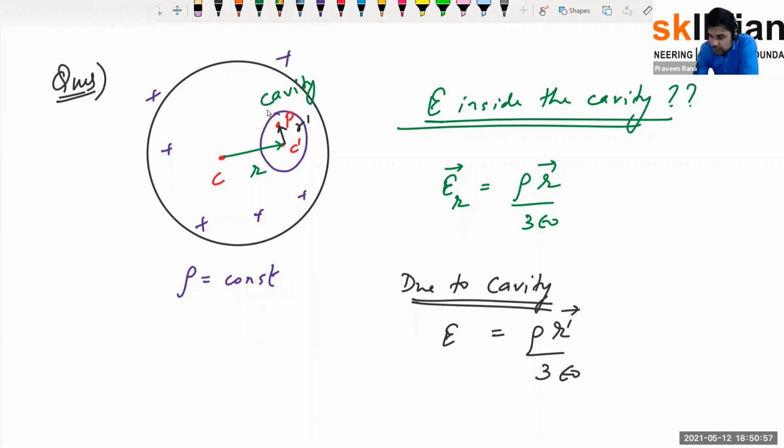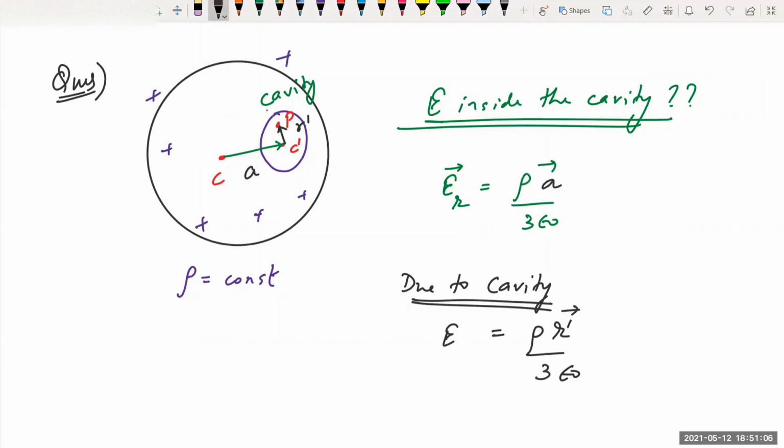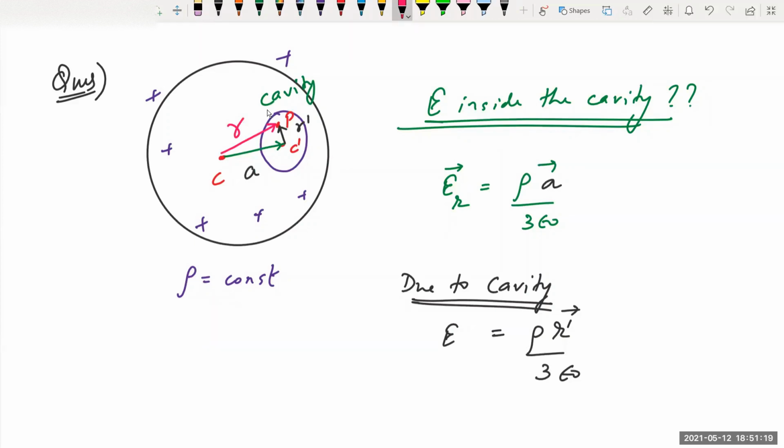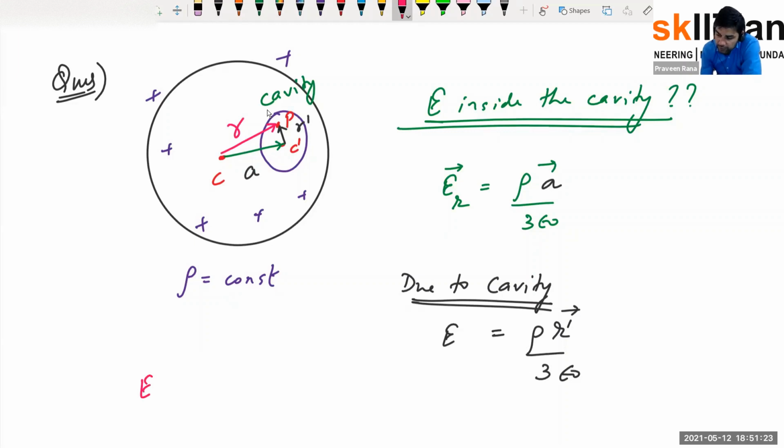Let's just call this distance A. Why? Because we always take the distance of points where we have to find the electric field as R. So this distance, I must have taken that as R. Okay, no harm done. So what do you think will be the value of electric field at P?